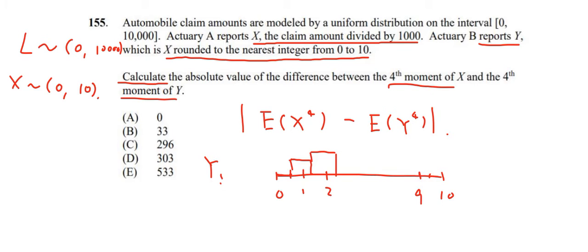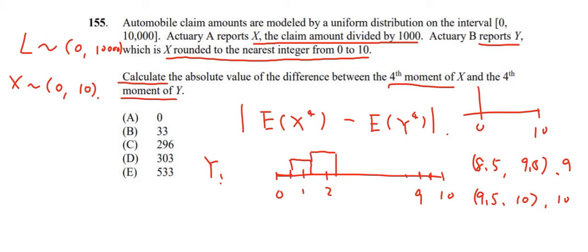And if x is from 8.5 to 9.5, y is 9. And from 9.5 to 10, y becomes 10. So x is from 0 to 10, and y is just x rounded to the nearest integer. So we want to find the difference.